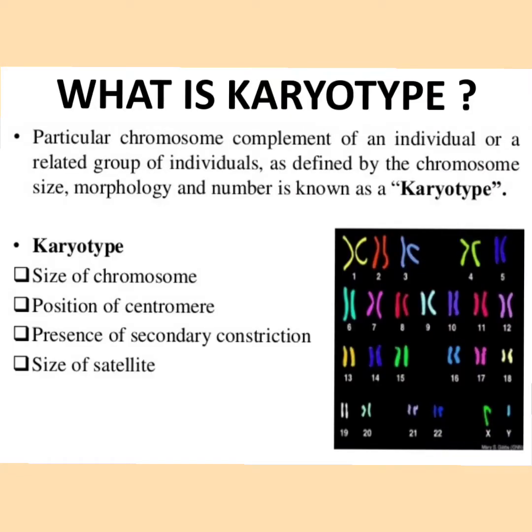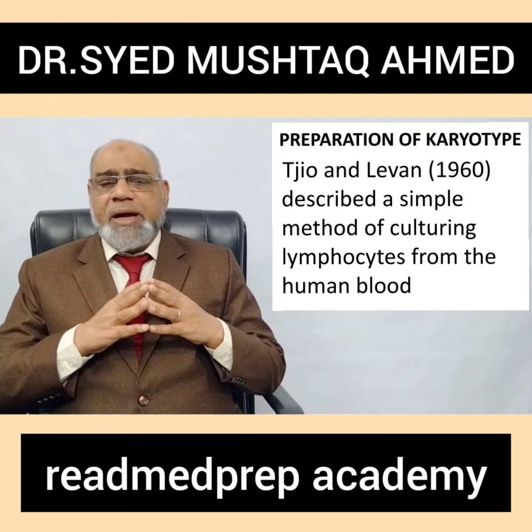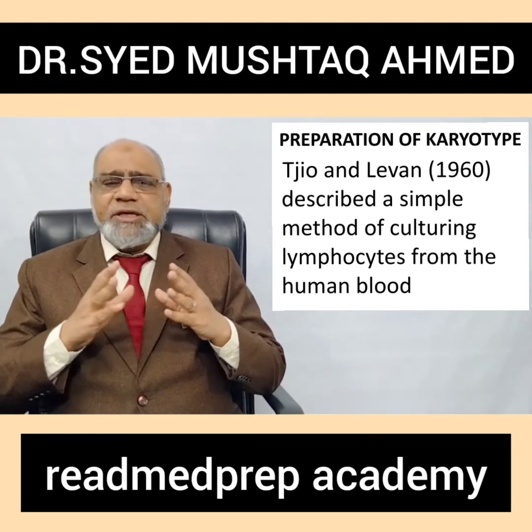The particular chromosome complement of an individual or a related group of individuals, as defined by the chromosome size, morphology and number, is known as a karyotype. So a karyotype defines the size of the chromosome, the positions of the centromere, the presence of secondary constrictions and the size of the satellites. Now, the preparation of karyotype was done by Tjio and Levan in 1960.